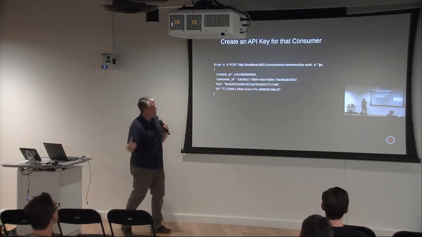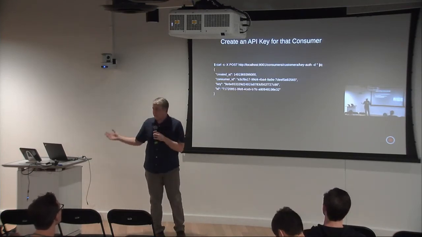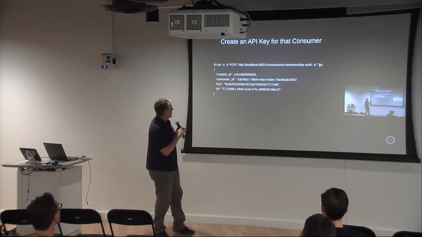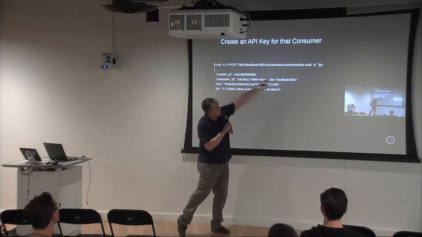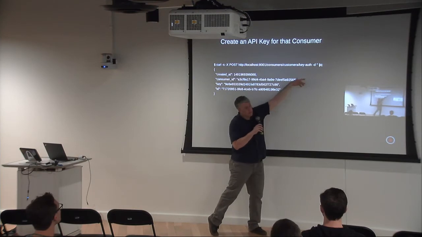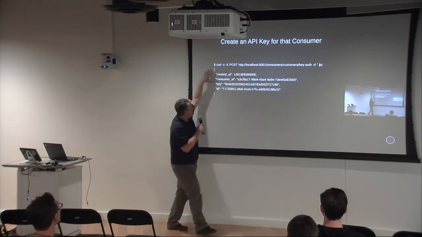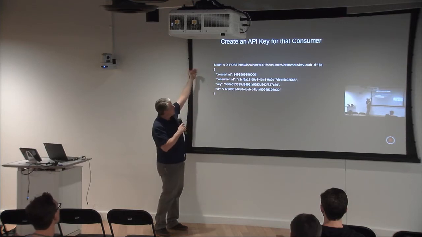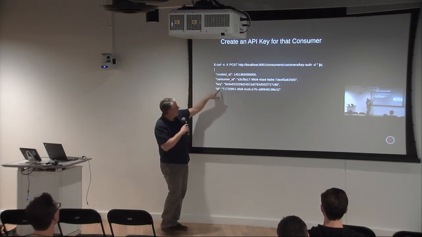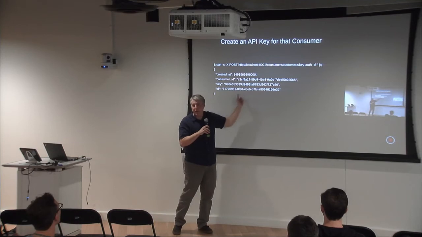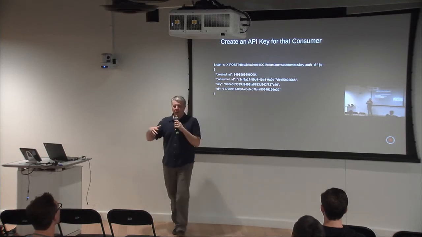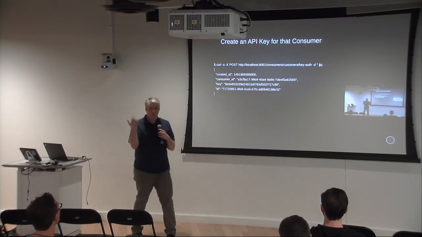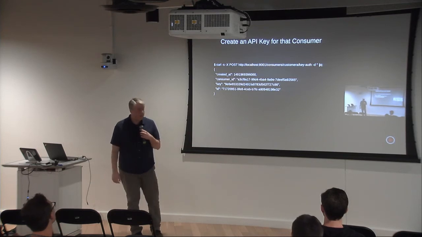Once we have a consumer, we can create several different keys for that consumer. Right? So we're going to basically call consumer key-auth, just pipe it to jq so it looks nice, and we say, okay, we created this new API token, and this is our API key that we get back. So now you would give that API key to the consumers of your API.